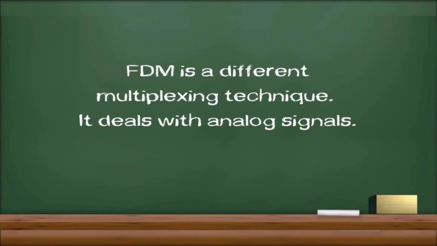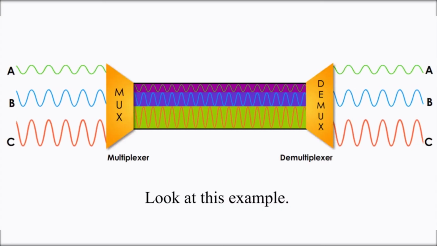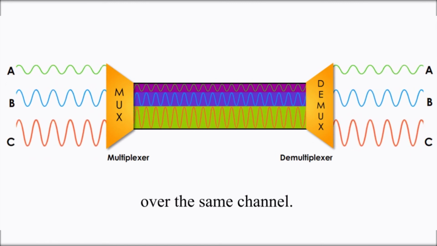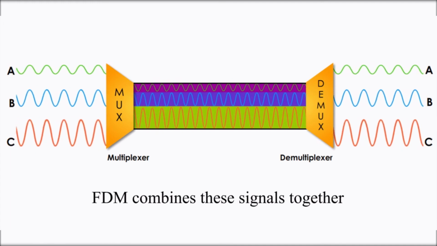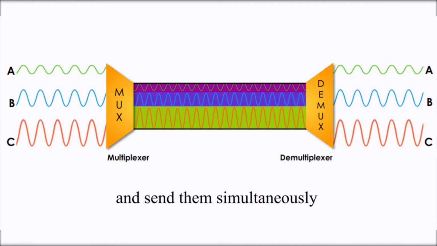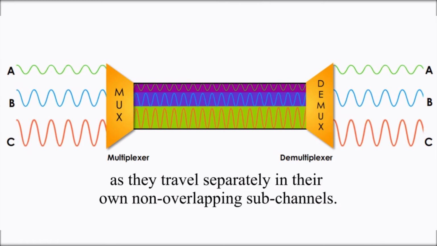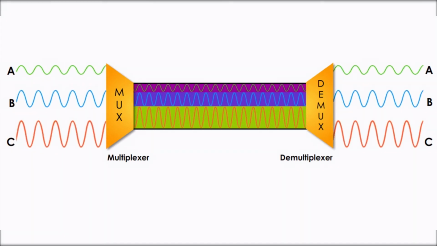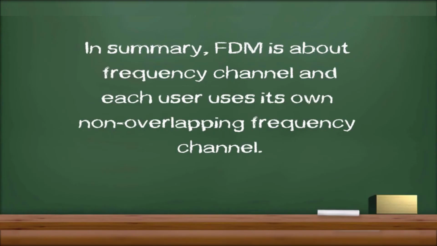FDM is a different multiplexing technique. It deals with analog signals, not digital signals. Look at this example. Three different users are sending their data over the same channel. FDM combines these signals together and sends them simultaneously as they travel separately in their own non-overlapping subchannels. In summary, FDM is about frequency channels, and each user uses its own non-overlapping frequency channel.